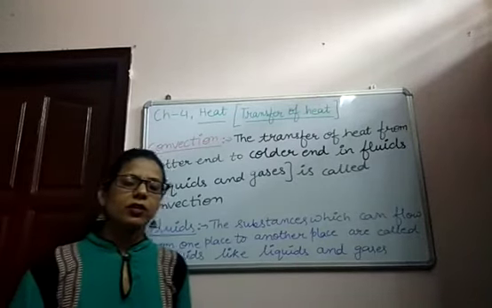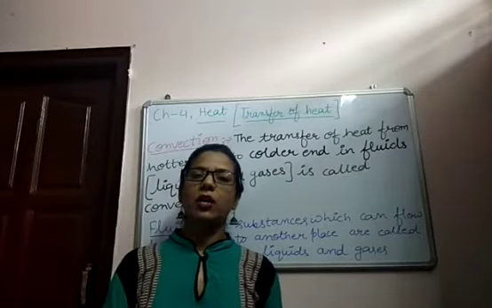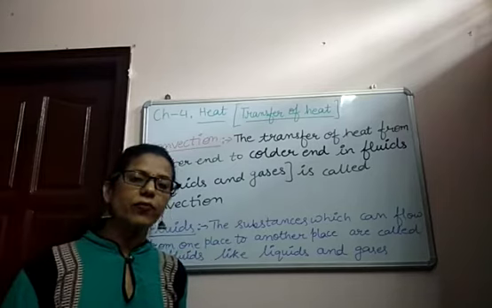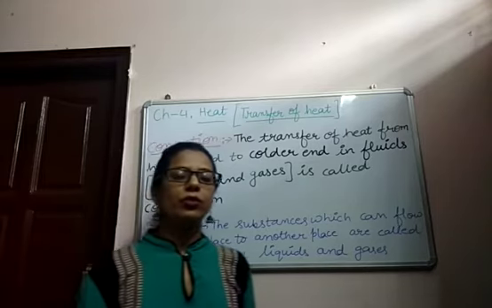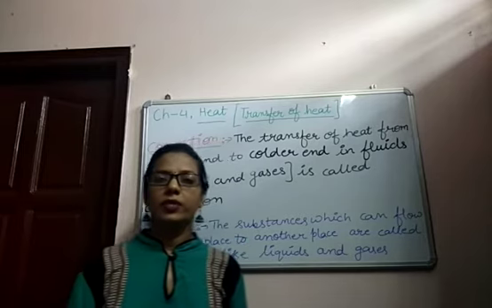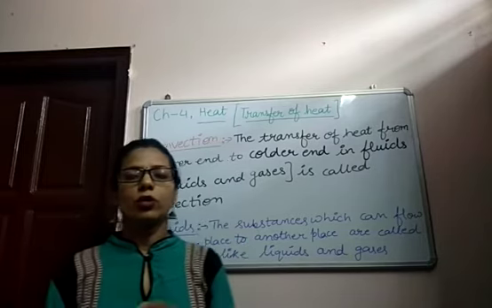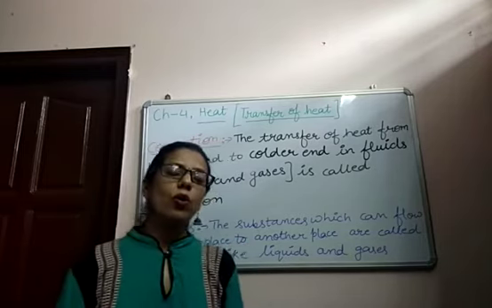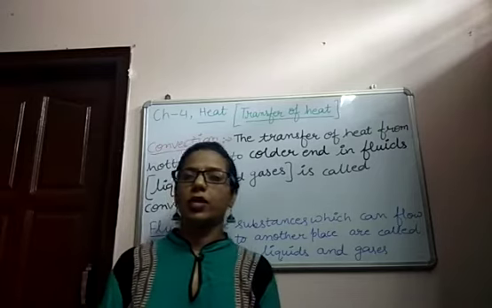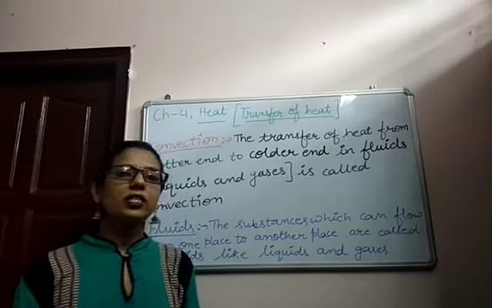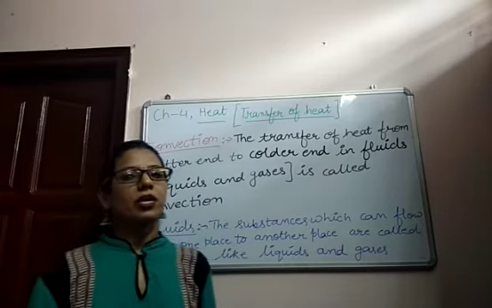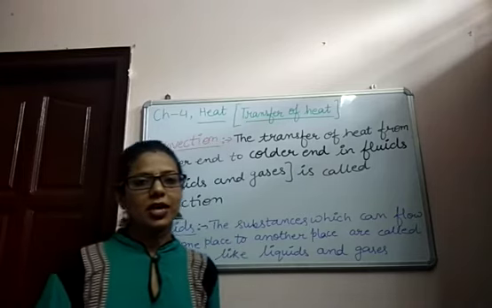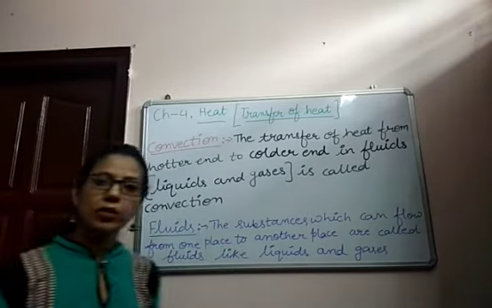Hello everyone. Today we are going to start a new topic of chapter 4, that is convection. As we learned in the last video, there are three different ways by which heat can transfer from a hotter object to a colder object, or from a hotter end to a colder end. These three ways are conduction, convection and radiation. The conduction method we discussed in the last video. Now we will discuss convection.